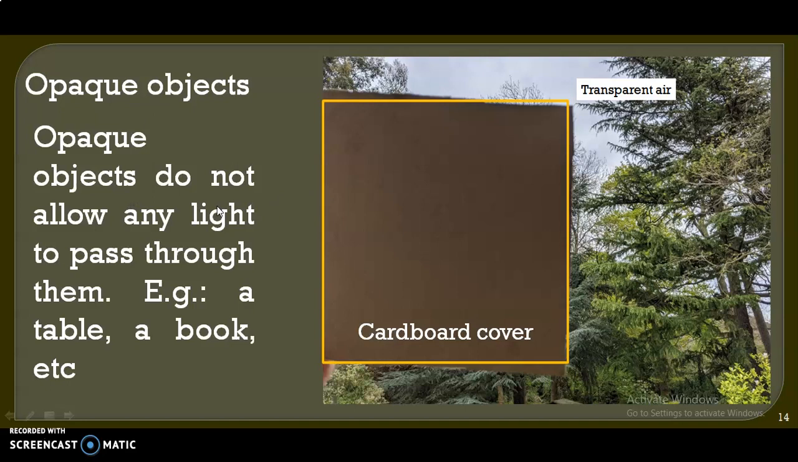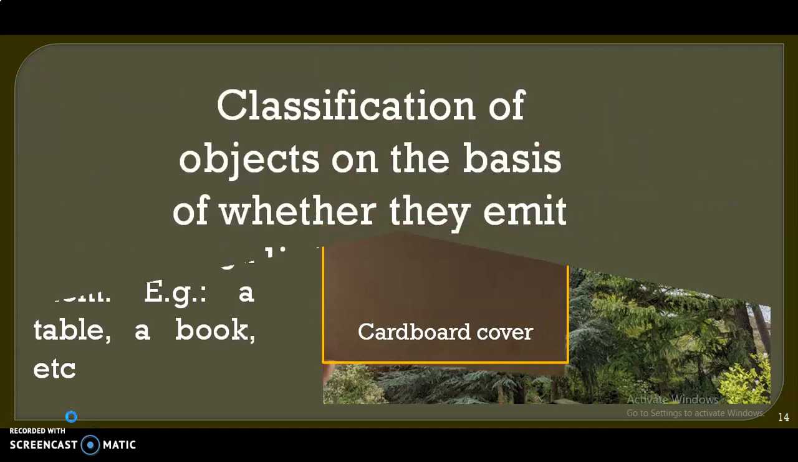Then there is another category of objects known as opaque objects. These objects do not allow any light to pass through them. Let us look at the example here. We are standing outside and we are holding a cardboard cover in our hand. See, a person is holding here. We try to look through the cardboard cover, but we cannot see anything. But when we are looking on the other side of the cardboard, we can see the trees and the sky and the leaves. So air is transparent, but the cardboard cover is not. It is opaque because it does not pass light at all.